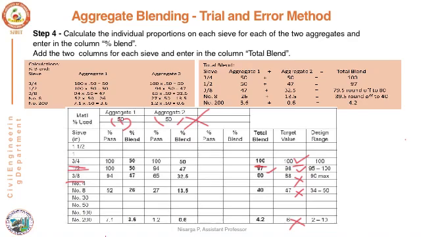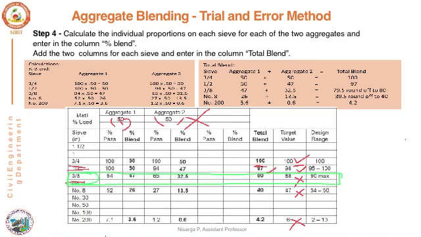Now in the next step we have to work out a new proportion. Our deviation has started from the sieve size 3/8. Now instead of doing the calculation for all the sieves, first what I'll do is adjust the values for the 3/8 sieve.